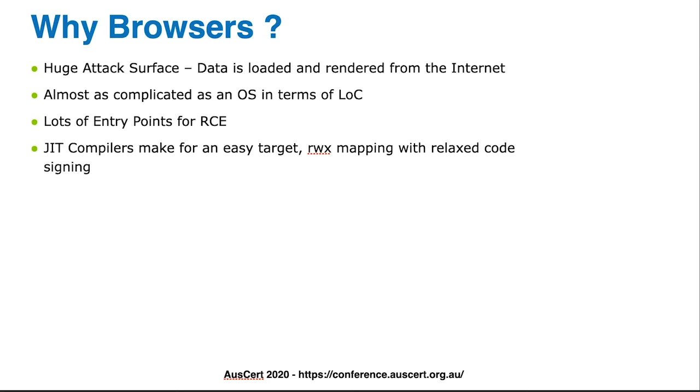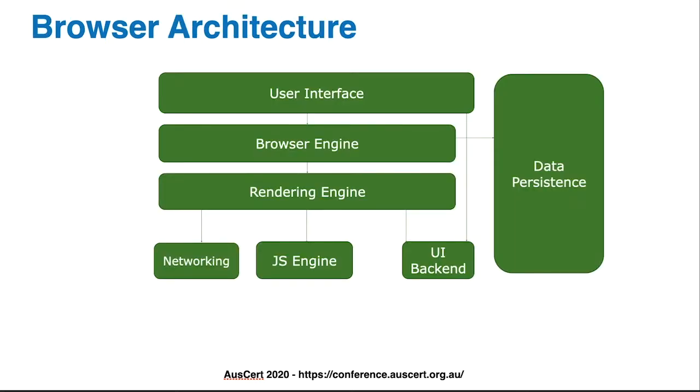It has a lot of entry points for remote code execution, which we'll see later in this talk, and it also has something called JIT compilers, which make for a very easy target simply because they have a mapping which is read, write, and executable. It also has relaxed code signing, which means the code which is being run in a JIT region is not checked for its code signature.